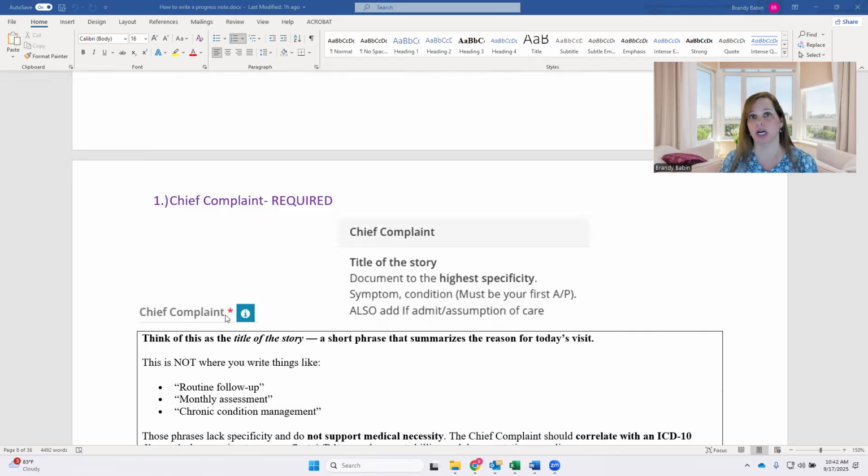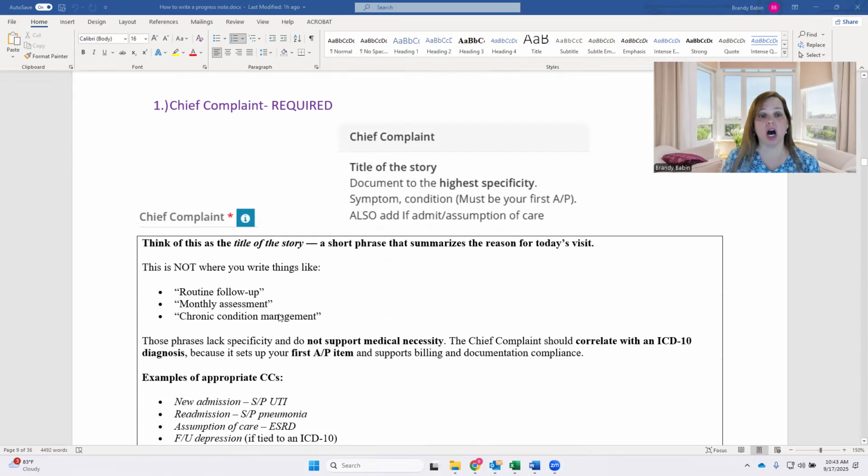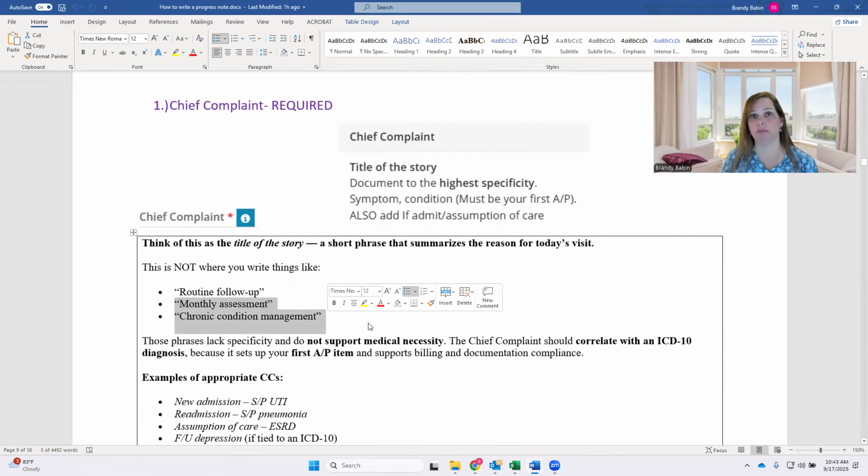So you want to document to the highest specificity. It needs to have an ICD-10 code attached with it. The rationale behind that is because it's going to be your first assessment and plan. And then if it's an admit or an assumption of care or a readmit, you can put that as well. If it's a follow-up UTI or a follow-up diabetes, you can put that as well. This is not where you're going to put a routine follow-up or a monthly assessment or a chronic condition management.